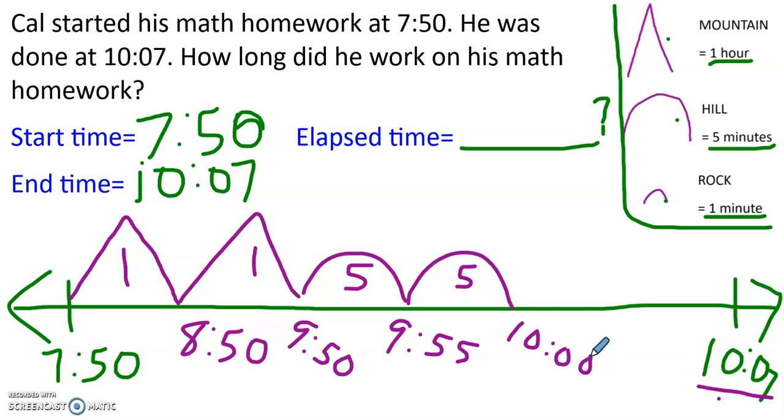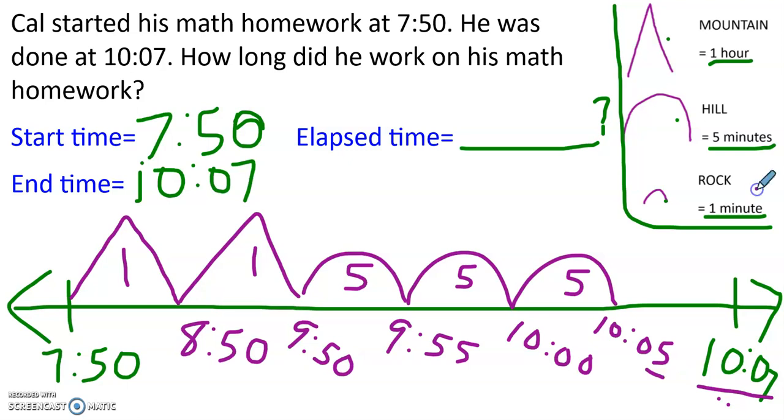Can I do another 5 minutes? Yeah, because I'm trying to get to 10:07. So I can do another 5 minutes. 10 o'clock plus 5 minutes would put me at 10:05. Now, can I do another 5 minutes? No, because 10:05 plus 5 minutes would be 10:10, and that would be past 10:07. So now I can't do any more 5-minute hills.